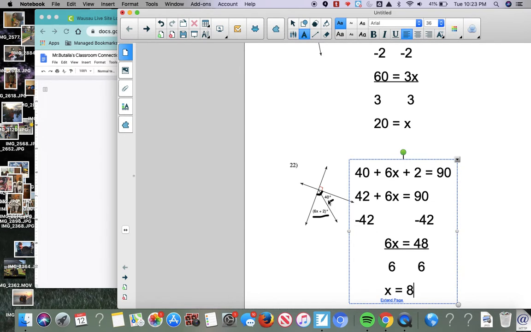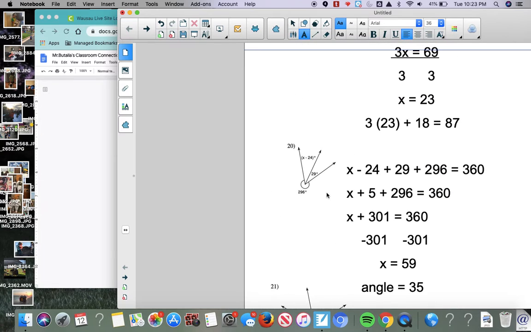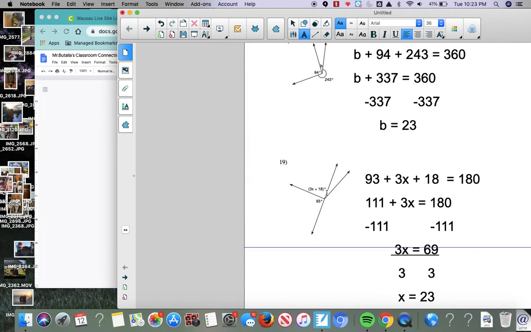And does 50 plus 40 equal 90? Yes, it does. Bam. And I am done. So this is what your test is going to be, I should say part of your test tomorrow. But this is really the big chunk.